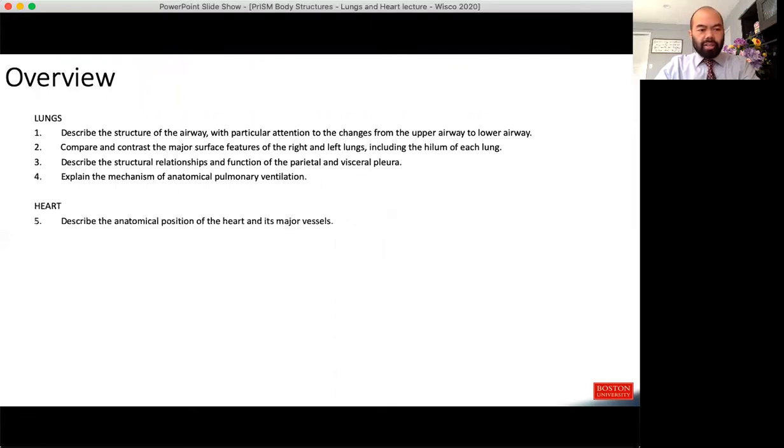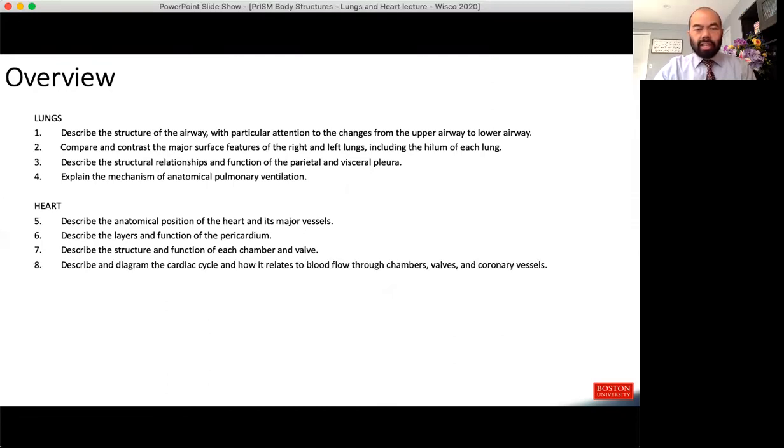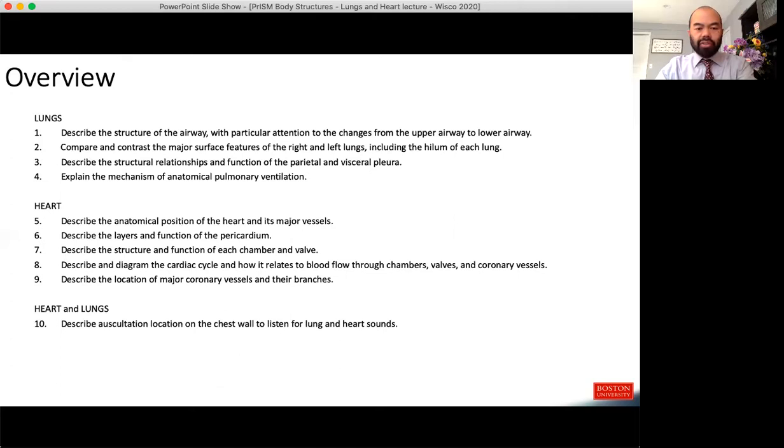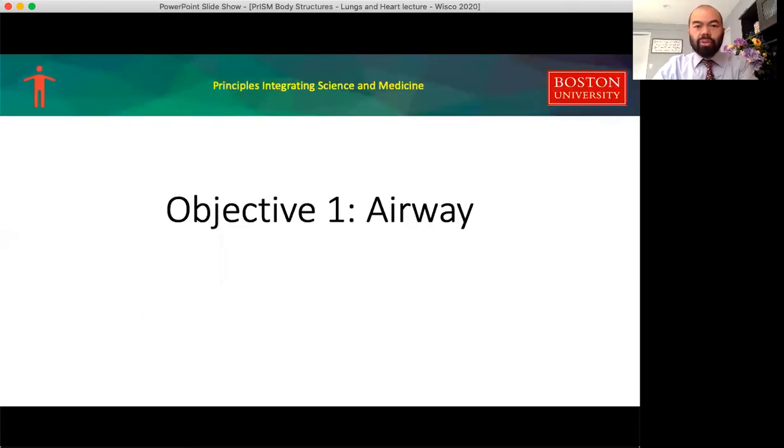into the heart. So we'll describe the anatomical position of the heart and its major vessels. We'll describe the layers and functions of the pericardium. We'll talk about the structure and function of each chamber and valve. Describe and diagram the cardiac cycle and how it relates to blood flow through the chambers, valves, and coronary vessels. We will describe the location of the major coronary vessels and their branches. And then we're going to put some concepts together. We'll talk briefly about auscultation of the chest wall for lung sounds, and the auscultation of the chest wall for heart sounds. So let's start with the airway.